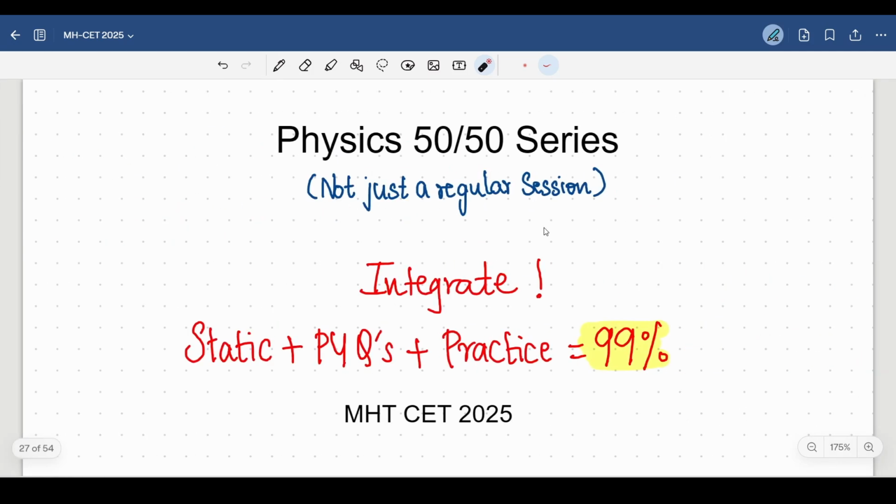So this is not just a regular session, this is not just a basic strategy session. In this session, we are aiming to score 50 out of 50 in the physics section of the upcoming MHCET examination. I'm also going to give you a live demo in the video of how you are going to do that, right? So I'll mention the timestamps in the description. If you want, you can directly jump onto that demonstration part, but I would suggest you watch the complete video from start to end, right?